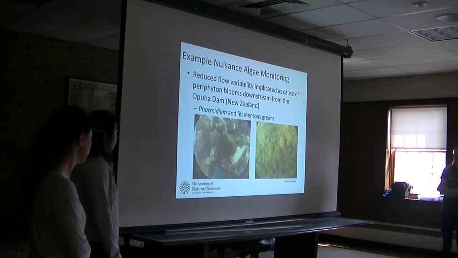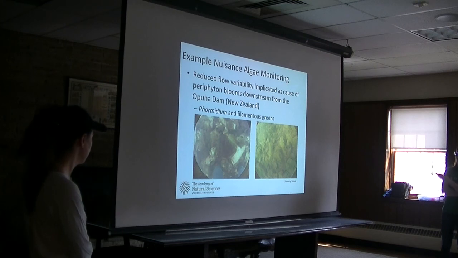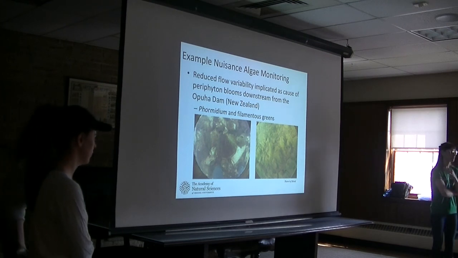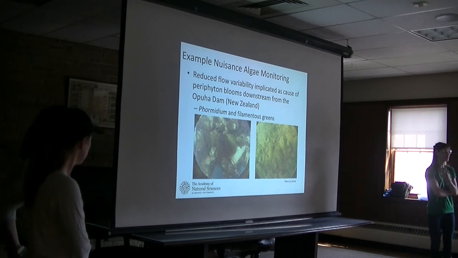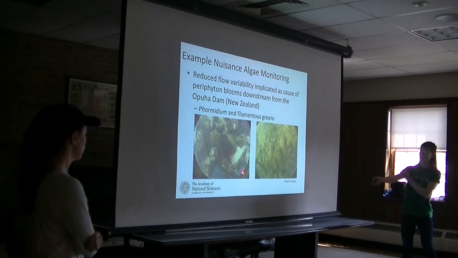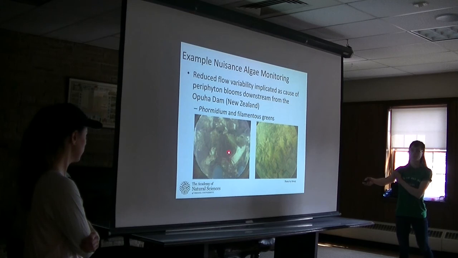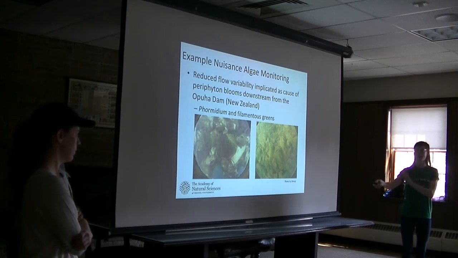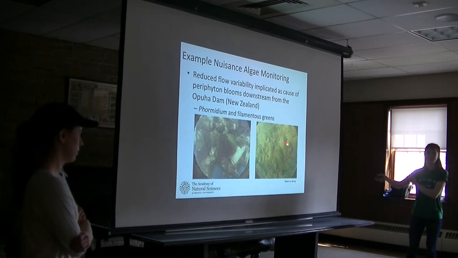Okay, so this is an example of nuisance algae. Really, really thick blooms of algae that may be unusual for what you're used to seeing. So if this is your baseline condition in your stream, this would be a 5 on your scale. This would be something like a 9.